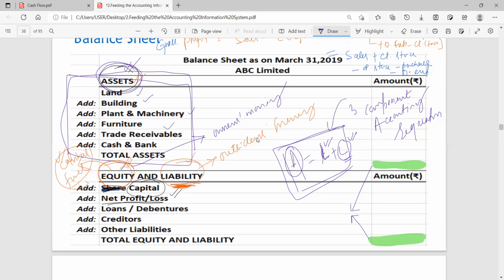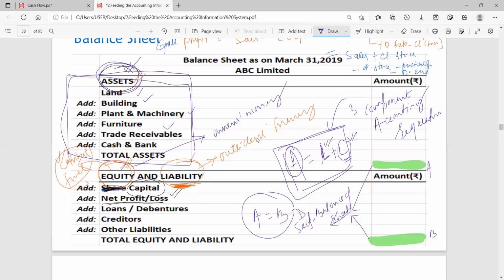So always, let's say this is A and this is B. Always it will be A equal to B. Therefore it is a self-balanced statement. It is called a balance sheet because it is self-balanced. A equal to B, automatically it comes.